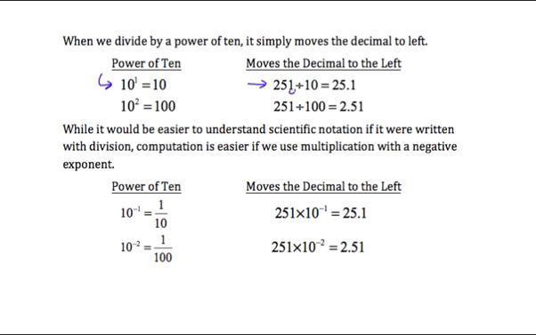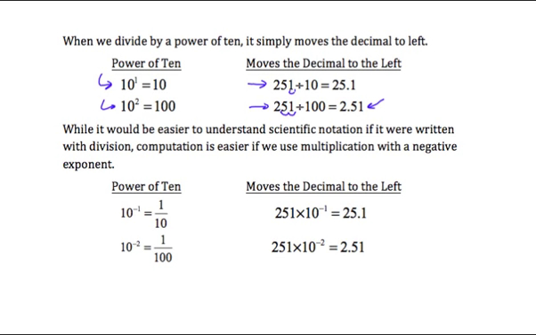and we get this 25.1. Now notice what happens if I divide by 10 to the second power, or 100. Again, I'll take 251 now, divide by 100. That's going to move the decimal 2 places to the left. So I start it here, move it 2 places to the left, and I get this answer of 2.51.